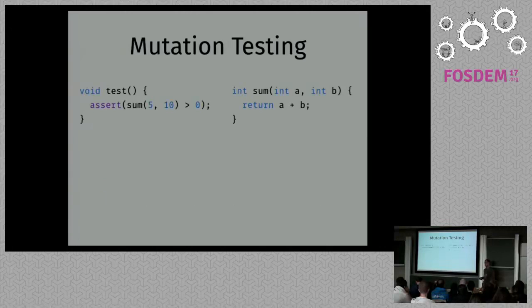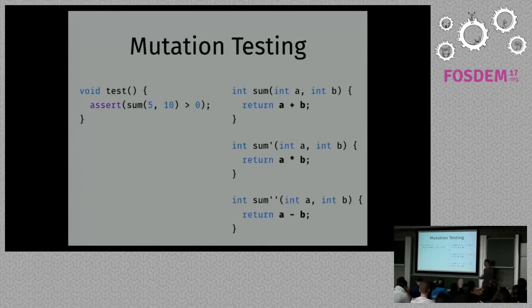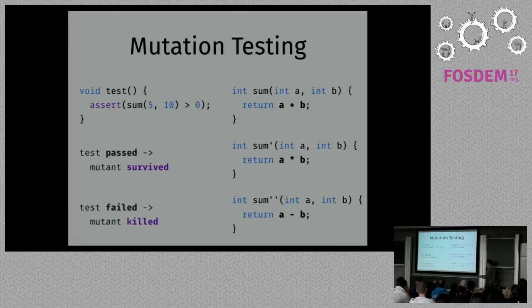Out of this program, we can generate many mutants, but I will just show a couple of them. The first one: we replace a plus b with a multiplied by b. And the second one, we replace a plus b with a minus b. Now, if we run the test against the first mutant, it still passes. So the mutant survived, and it gives us a hint that something is wrong. However, the second mutant was killed, and we are good to go here.